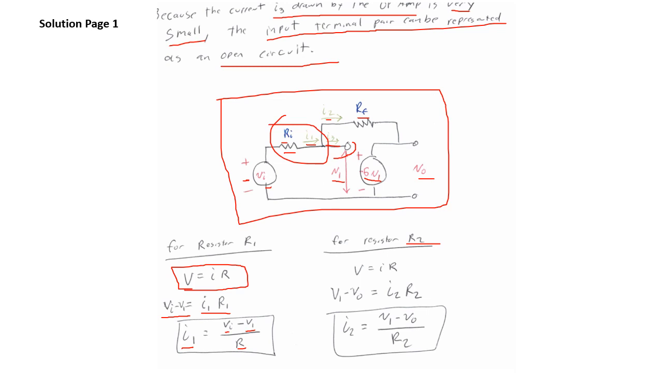Now we do the same thing for our RF, our second resistance, R2. We have this resistor with a current, our voltage V1 on one side, and our other voltage, VO, on the other side. Plugging that into V equals IR, we have V1 minus VO is equal to I2 R2. Therefore, we rearrange and solve for I2: I2 is equal to V1 minus V out over R2.